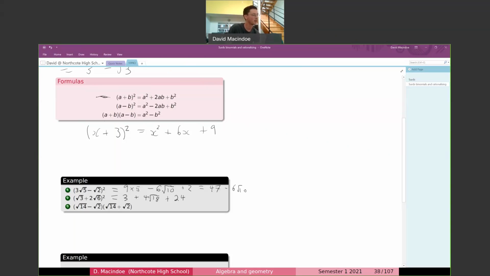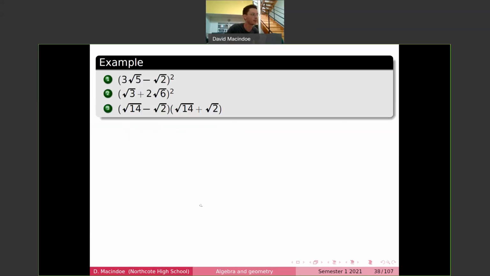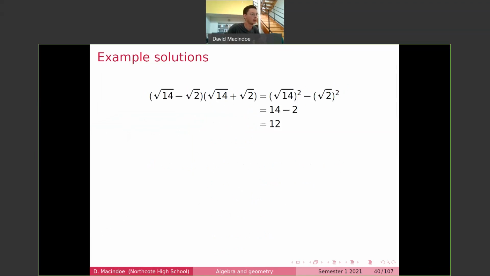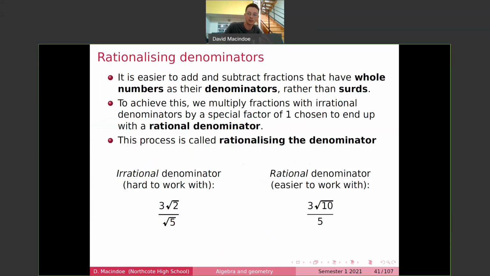And then the last one, I might be able to tell this is a difference of 2 squares, even though these have been switched around. With multiplication, we don't care about the order. 3 times 5, same as 5 times 3, right? So what we get with this one is the first thing squared, take away the last thing squared. So first thing squared is 14, and the last thing squared is 2. So that would be 12. 14 take 2. All right. Okay, so that's it for binomial products.